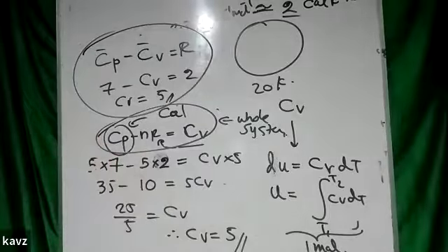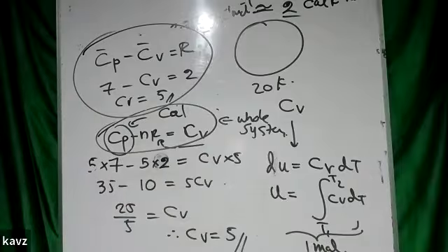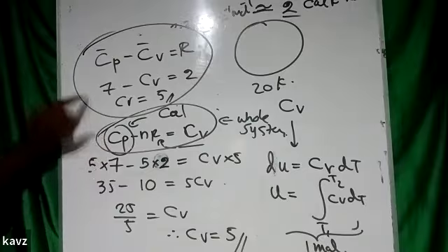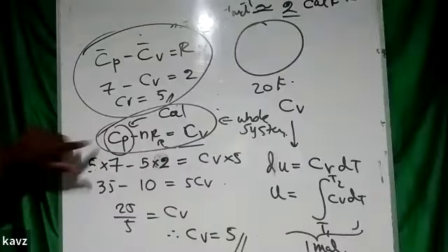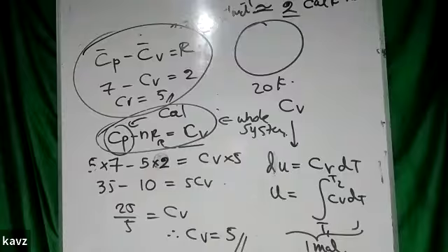It is for 1 mole. Cv does not depend on the number of moles, so you can use this one or this one. I think you had better use this one because the note says this one. So remember, when you are using this, if they are for more than 1 mole, you have to multiply by that factor. Okay.